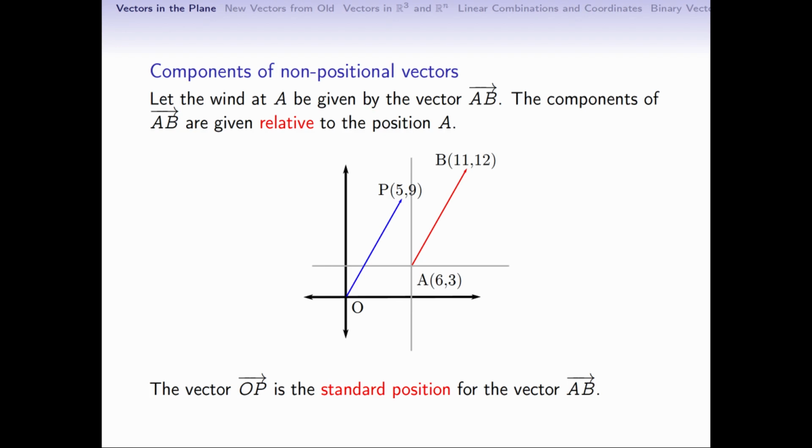So what is the standard position? It's a positional vector whose components are identical with the original vector. Geometrically, you can just think of it as taking this red vector from A to B and translating it in the plane until the base of the arrow sits at the origin. And that's what's called the standard position vector for AB.